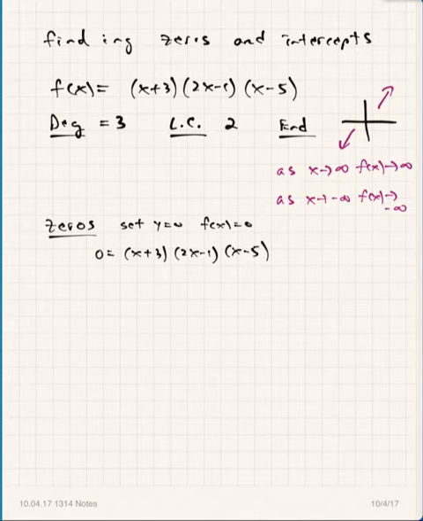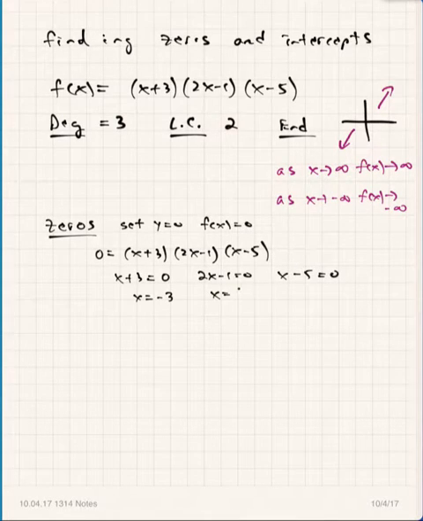x plus 0 equals x plus 3 times 2x minus 1 times x minus 5. And notice that since it's factored, that's actually a very easy equation to solve, because all you have to do, since it's multiplied to give 0, is simply set each factor equal to 0 and solve those equations. So you get x equals negative 3, x equals 1/2, and x equals 5. So the zeros for this function are simply negative 3, 1/2, and 5.